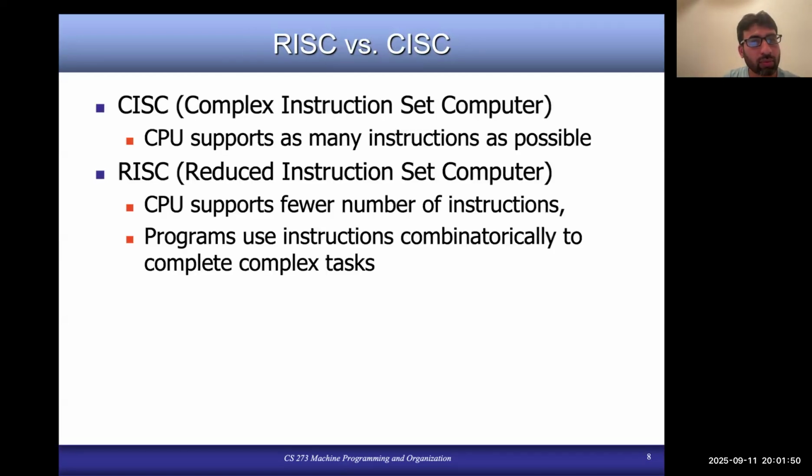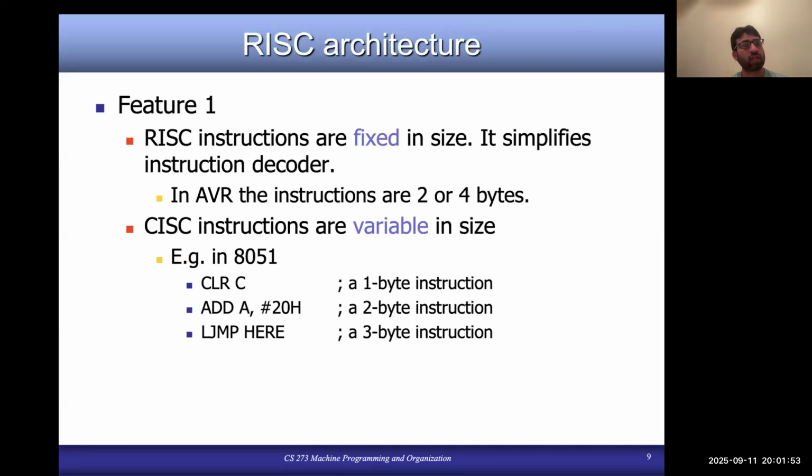Okay, so let's have a look at the features of a RISC architecture. The first thing is that RISC instructions are fixed in size. In RISC architectures, for example our AVR microcontroller, the advantage of having fixed size instructions is that it simplifies instruction decoding. For example, in the AVR microcontroller, most of the instructions are 16 bits, or 2 bytes, in size. There are a few instructions which are 4 bytes, but most of them are 2.